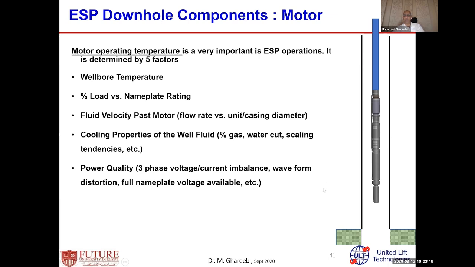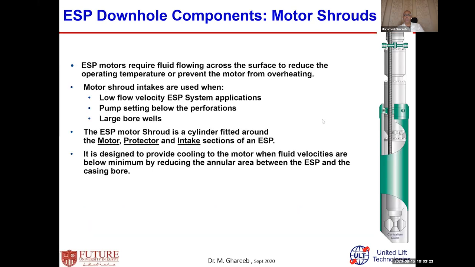In this case, what we need is what we call a fluid shroud, or just a motor shroud. A shrouded motor is like a casing, like a housing, installed around the motor and around the system up to over the intake of the pump. Then the fluid, instead of going in this area, will go between the motor and the shroud. The main function of the shroud is to reduce the annular area here, and the fluid passes here with a high velocity until it reaches the intake of the pump. The shroud should cover all the bottom hole assembly up to the top of the pump intake, which forces the fluid to go through the area between the motor and the shroud.